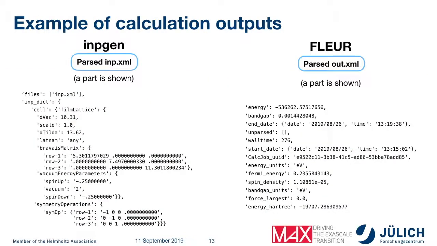Yes, that's basically the parsed result of the input generator and FLEUR code. As you see, the input.xml file is parsed into a convenient Python dictionary, and you can easily get access to any parameter written into the input.xml file. And the out.xml file, which is a result of FLEUR calculation, is also parsed. You can get access to any parameter that you might need from the FLEUR calculation. For example, you probably need the total energy from any calculation, and you can just access this via the energy and energy units key in the dictionary.